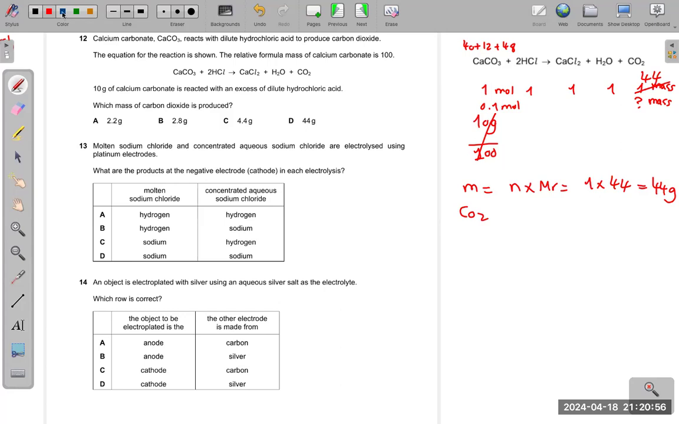Now you can make the cross multiplication between the calcium carbonate and the carbon dioxide. Here is 1 mole, and here is 0.1 mole. And here is 44 grams, and here you want to know the mass in grams. So the cross multiplication is 44 multiplied by 0.1, that's 4.4, which is our answer here. Number 12 is C.